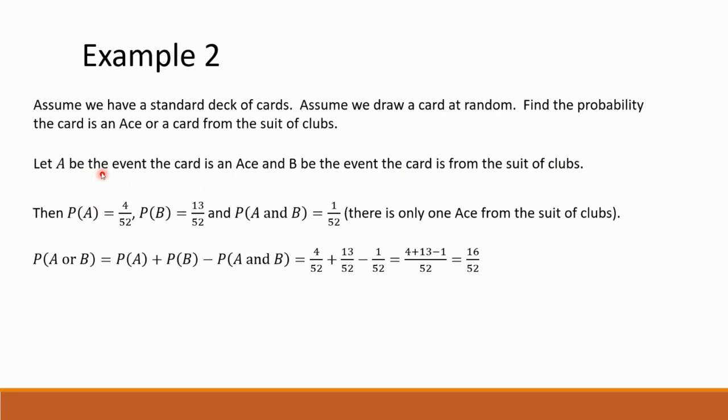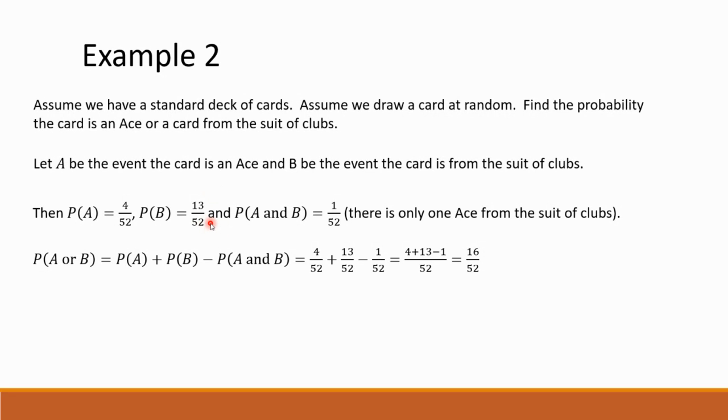So the probability of A, what is that? Well, there's 4 aces in the deck, right? That's 4 out of 52. How many cards are there from the suit of clubs? Well, each suit has 13. So there's 13 out of 52.